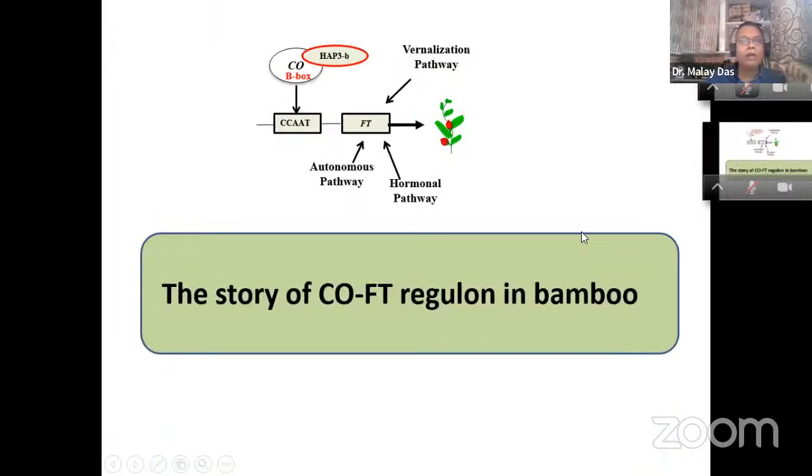So that we call the CO-FT regulon story in bamboo, and this CO, I told you, it goes and binds to FT, but it's a transcription factor, and its B box region actually goes and interacts with the CCACA region present in the promoter of the FT gene. So that is why, in order to activate the FT, the B box of CO protein has to interact with the CCACA element of the FT promoter. So then how does it happen?